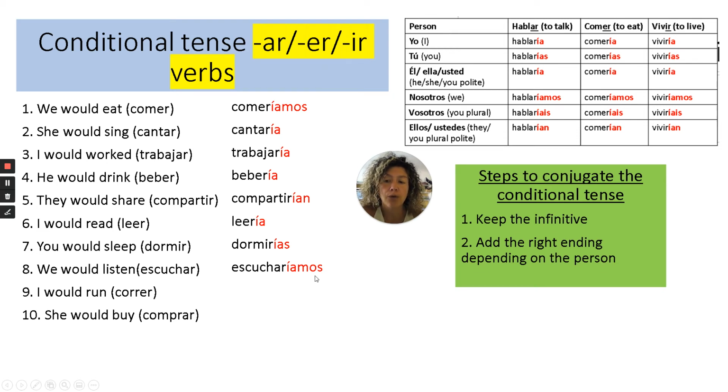Muy bien. Número 9. I would run. Correr. Pause. Correría. Infinitive plus the ending for I, ia. Y número 10. She would buy. Comprar. Pause. Compraría, infinitive plus the ending ia.